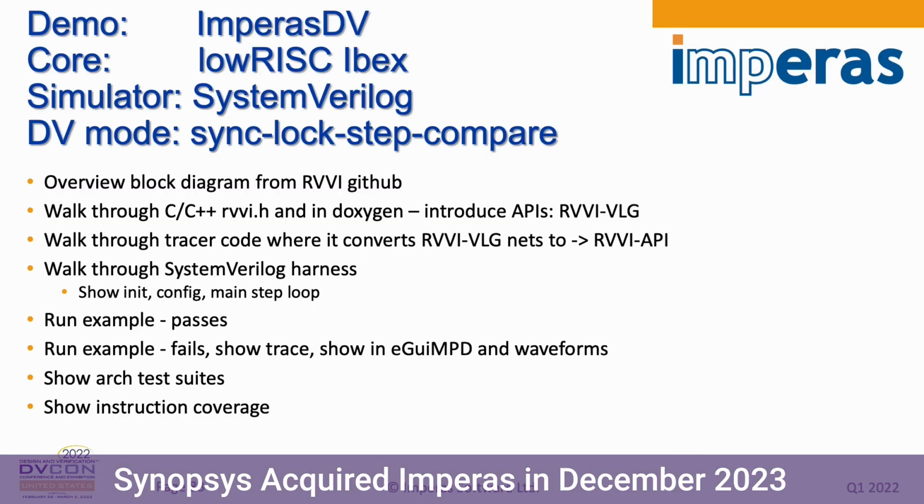Yes, thank you, Lee, for that demonstration of ImperasDV with the low-risk Ibex core using a SystemVerilog simulator. What you showed there was the synchronous lockstep compare, where we looked through the different things on the RVVI, the APIs in there, a little bit of the connection of the tracer, a bit about the harness, and then we saw some runs and passes and a bail and some instruction coverage. So thank you very much for that demo, Lee.